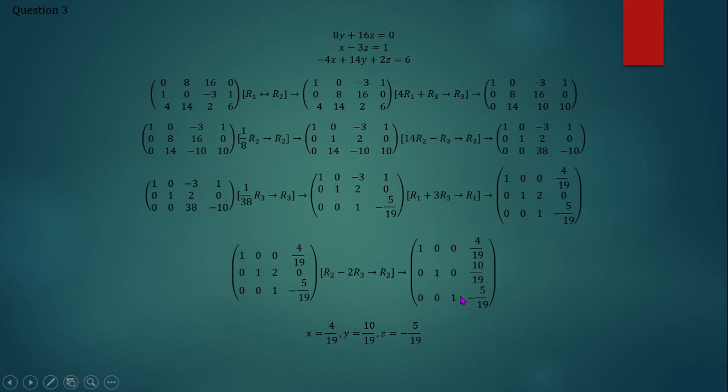So this is already in reduced row echelon form, and this is the solution for x, y, and z respectively. So x is 4 over 19, y is 10 over 19, z is negative 5 over 19. Notice that all of the given questions have unique solutions. Both of them have specific values of x, y, and z.